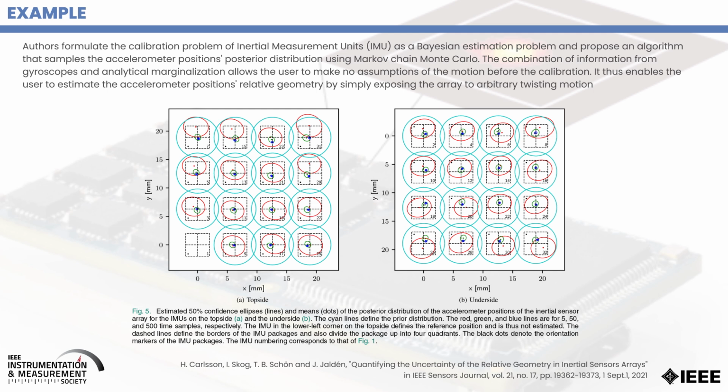So the ovals that you see here, the red one, the green one, and the blue one, which is too small, these are the 50% confidence lines that have been collected for 550 and 500 time samples. So you can see that obviously the more samples we have, the less uncertainty there is in where the position of this IMU actually is.